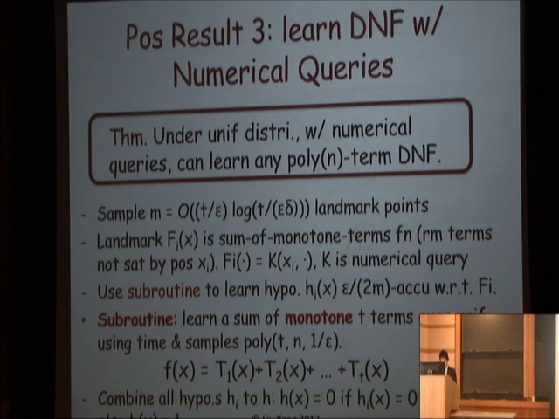So the final algorithm will find a landmark positive point and do a bunch of queries. The answer will be viewed as a sum of monotone terms, and we learn that with the algorithm I'm about to describe to you. Then take another landmark and do the same, and so on and so forth, and eventually you OR all these results together and get a single Boolean function defined at the bottom.